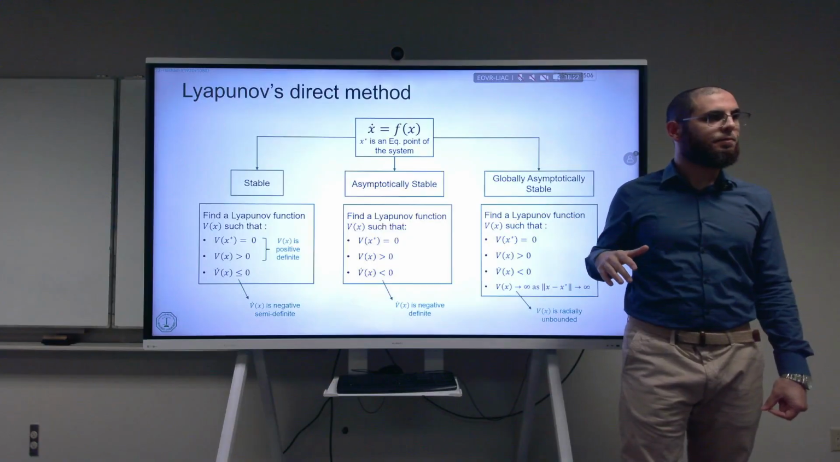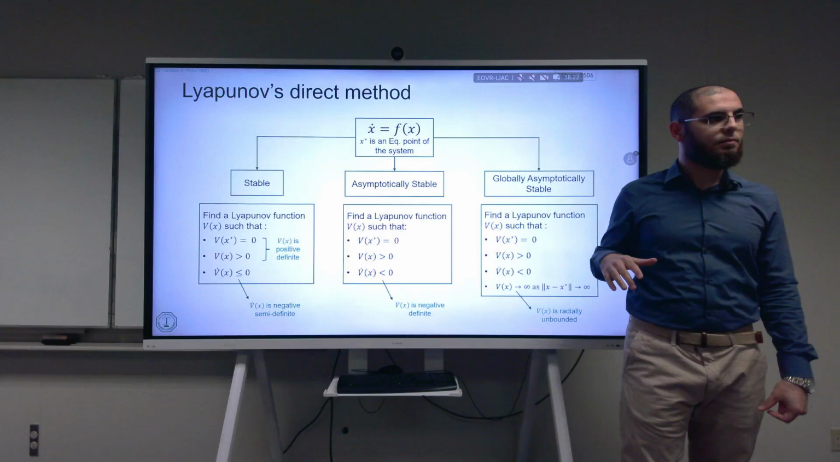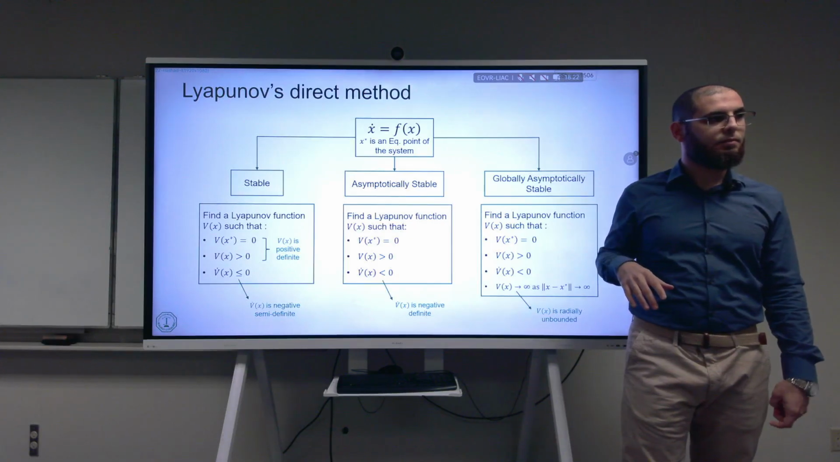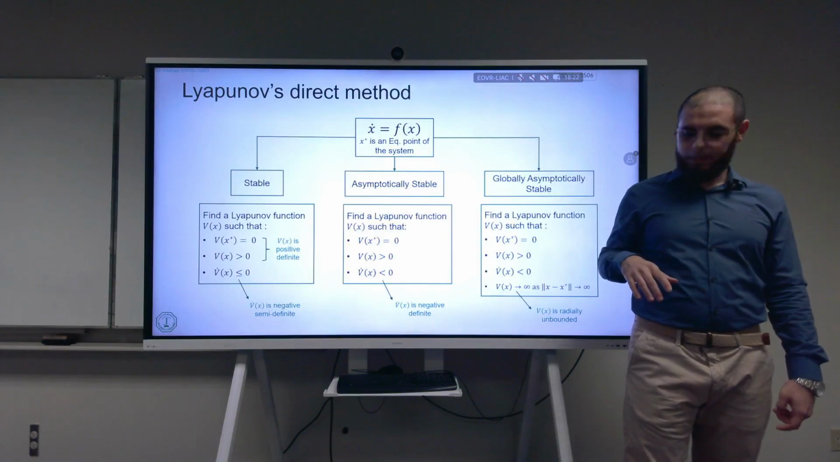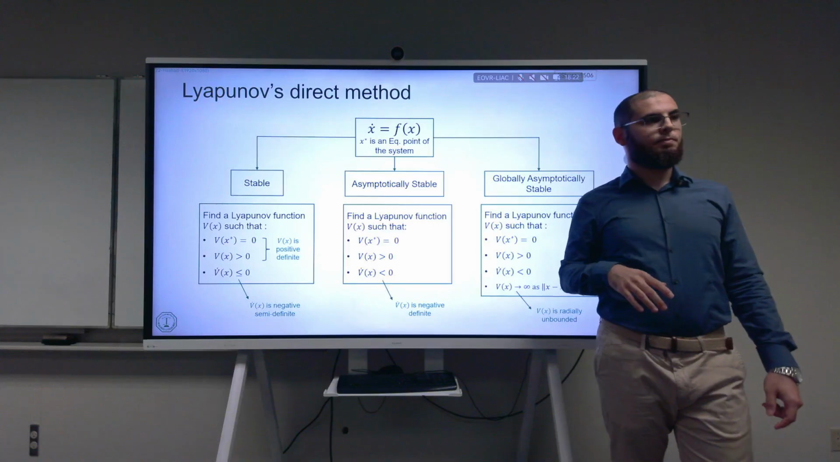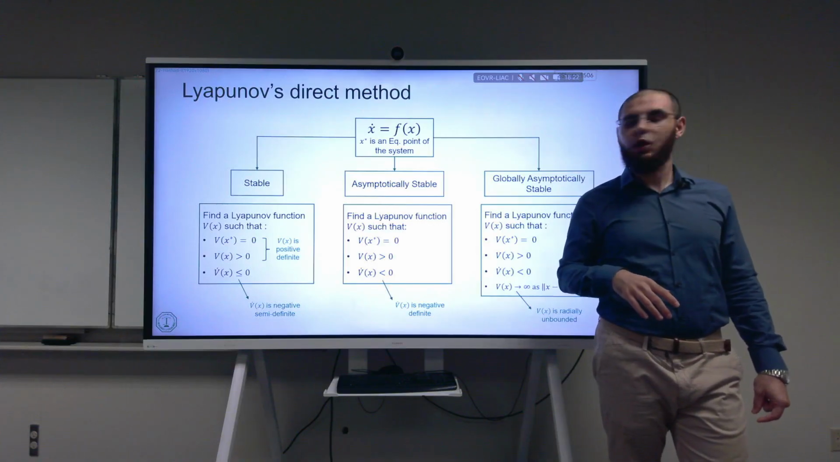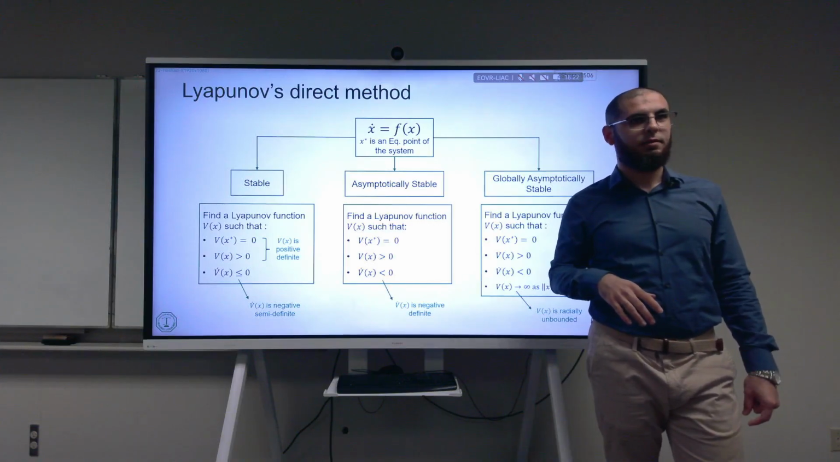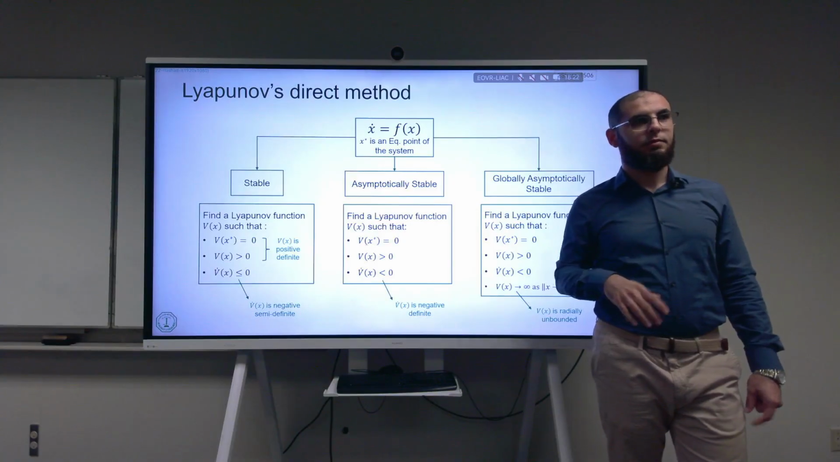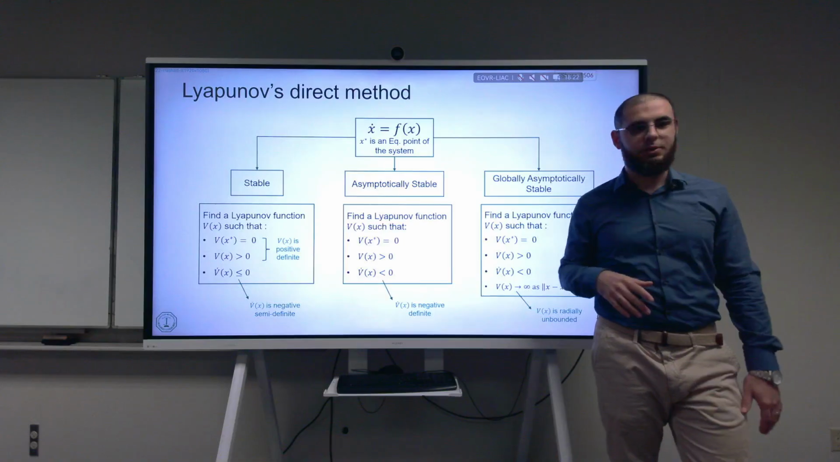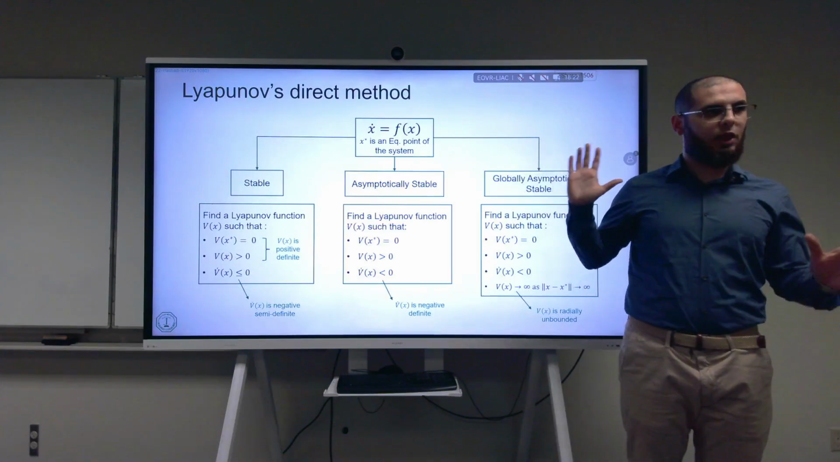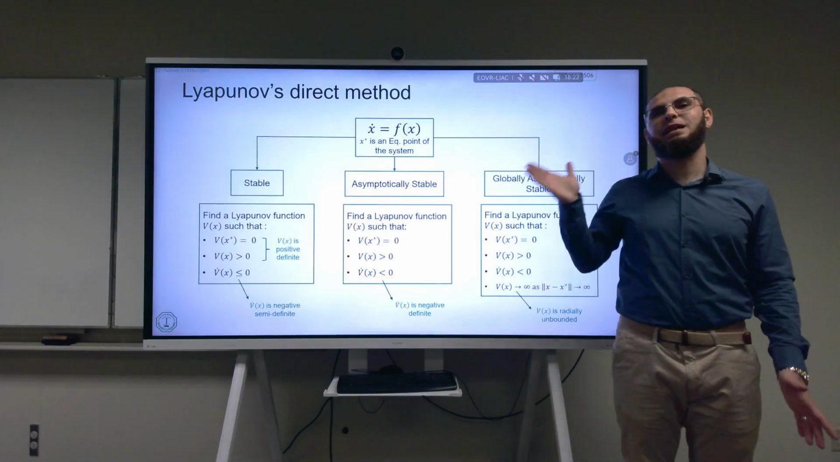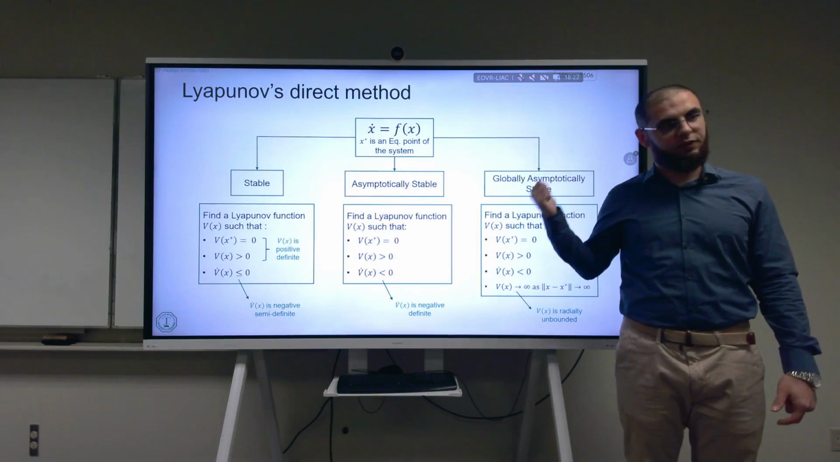We cannot say, if we choose a function that is positive definite, but its derivative is not negative semi-definite, that the equilibrium is unstable. You can't find another function that might. It's not conclusive. So in other words, you cannot check for instability using Lyapunov's method, the direct one.